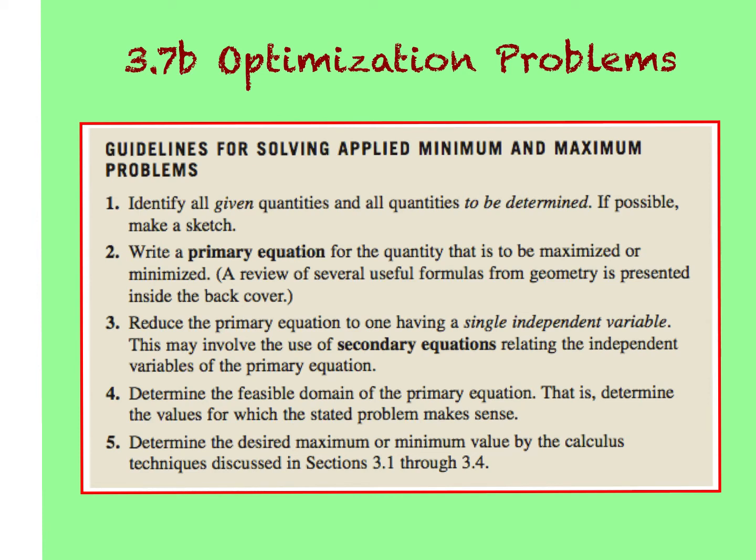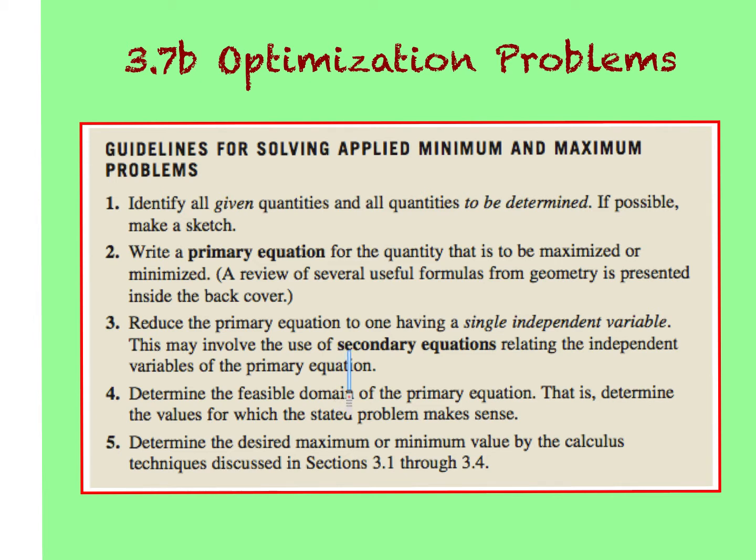Hello, calculus class. Today we're going to do 3.7b, optimization. So just like before on optimization, we need to really read to see what things are given to me. And we're going to write a primary equation, and that's the one that's going to be maximized or minimized. So that's the one we're going to take a derivative and set equal to 0. And that's what's being asked about.